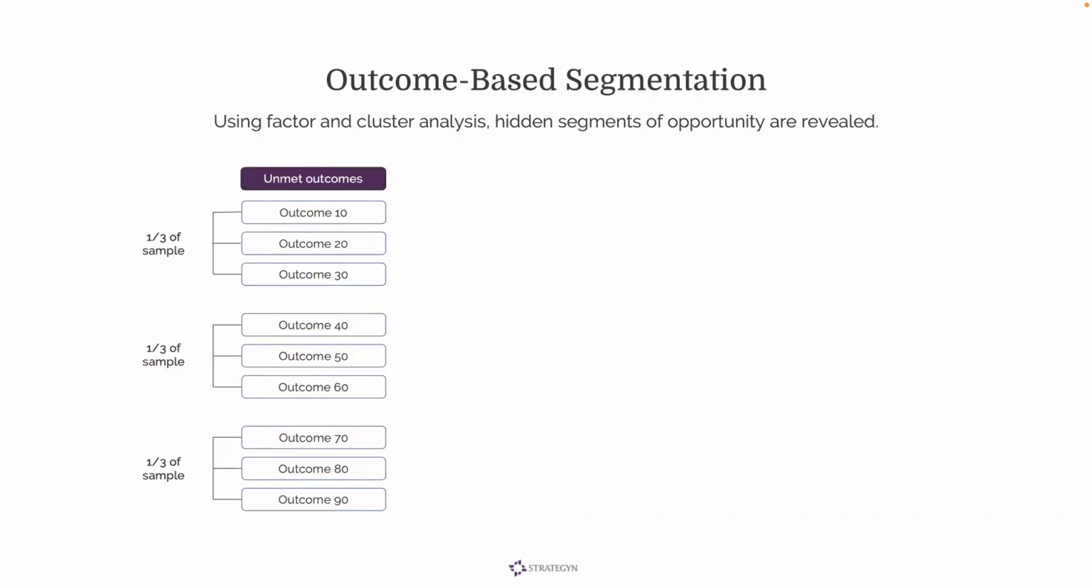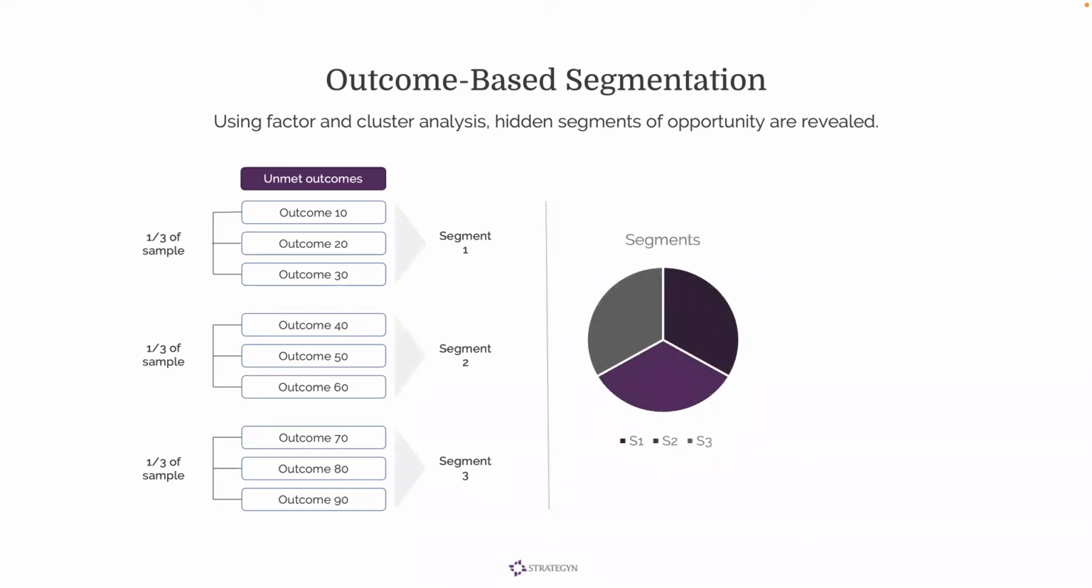Here's how it's done. At a very high level, imagine that a third of a sample of people surveyed told you that outcomes 10, 20, and 30 were really important and unsatisfied. Another third says that outcomes 40, 50, and 60 are really important and unsatisfied. Yet another third think outcomes 70, 80, and 90 are really important and unsatisfied. If that's the case, then we can use factor analysis and cluster analysis to quite literally put people in these segments based on the way they're rating these outcomes for importance and satisfaction.